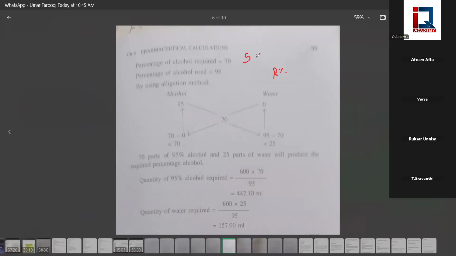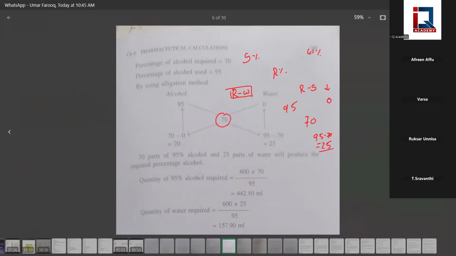Here stronger percentage, here weaker percentage, here required minus stronger, here required minus weaker percentage, right? So required is 70, stronger is 95, weaker is 0. So how much weaker percentage to be taken? 95 minus 70, that is 25 parts.